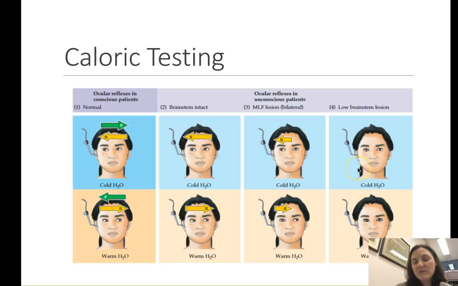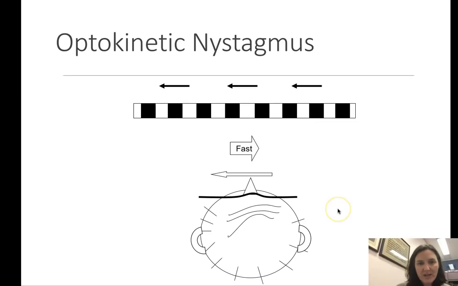If there is a lesion lower in the brainstem affecting the horizontal eye pathways, in particular the PPRF and the cranial nerve 6 nucleus, then there will be no movement because there is no information from the vestibular nuclei getting to the horizontal eye movement pathways. So there will be no movement in either direction. Okay? So our next slide is to talk about optokinetic nystagmus.